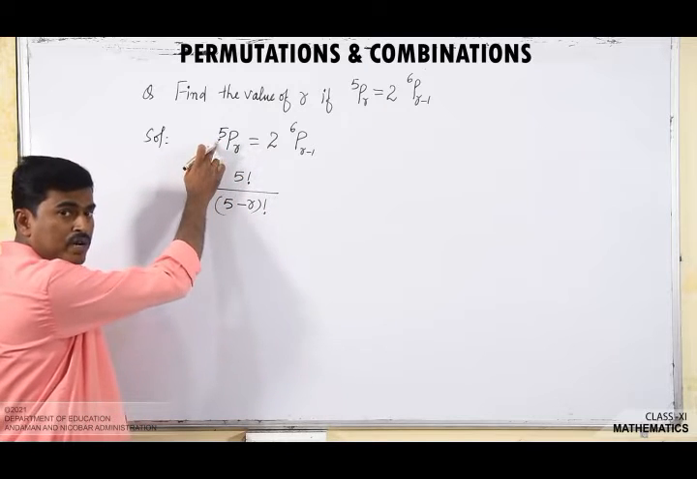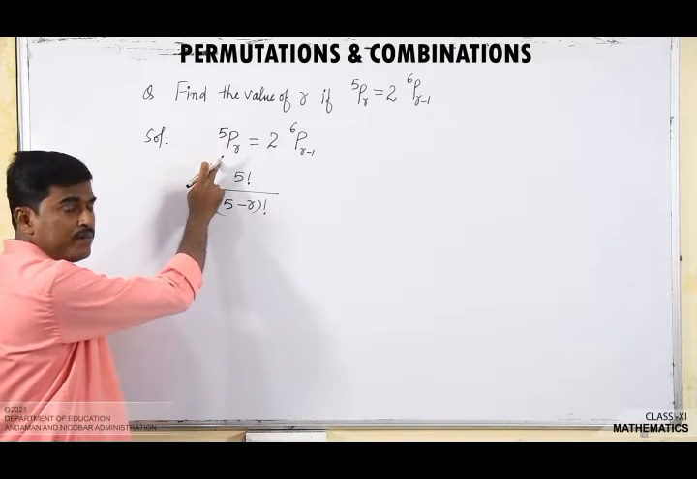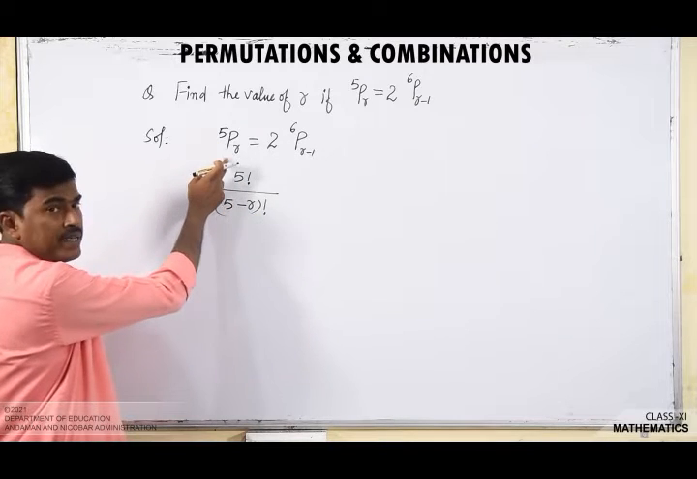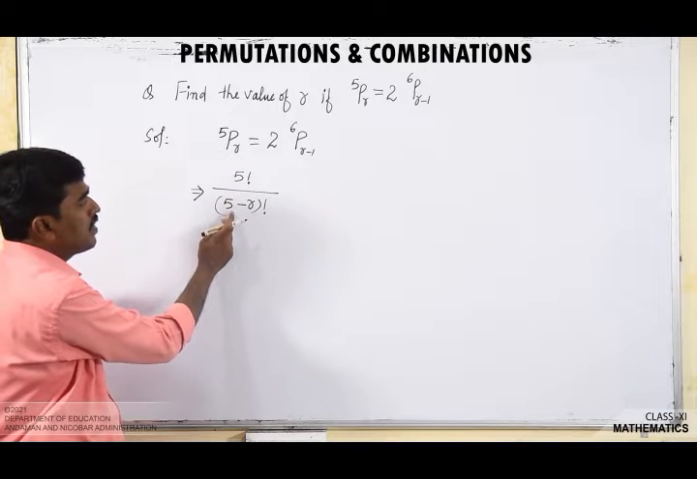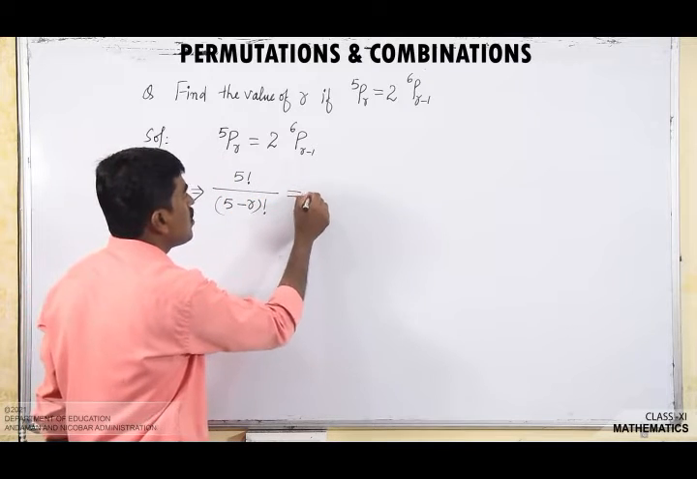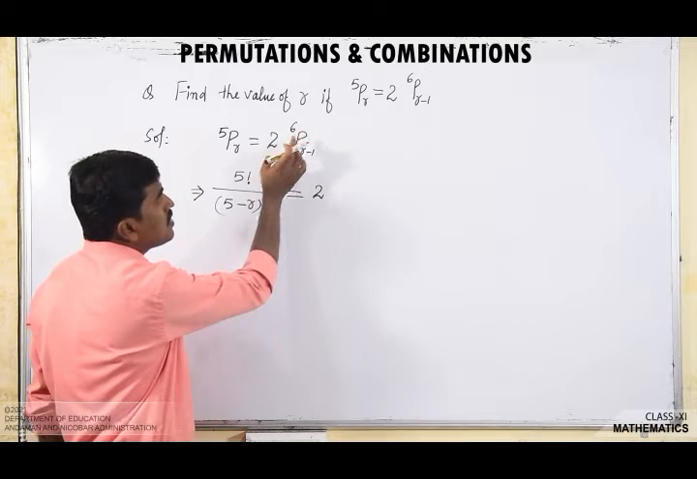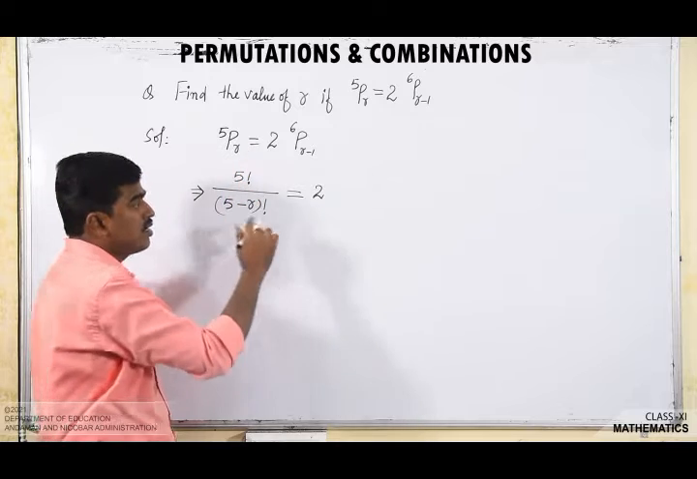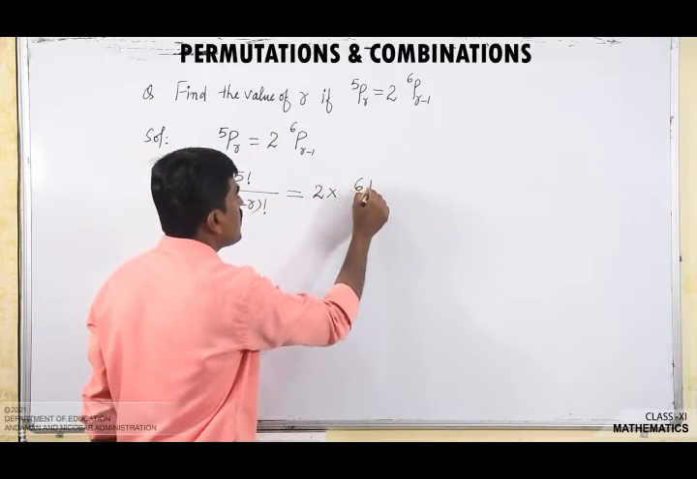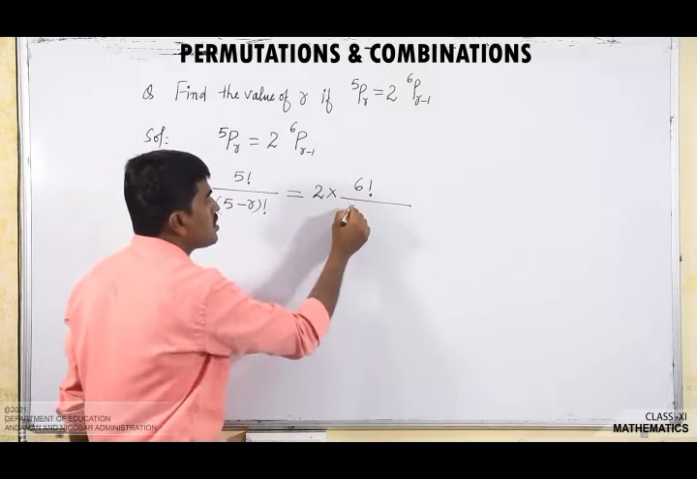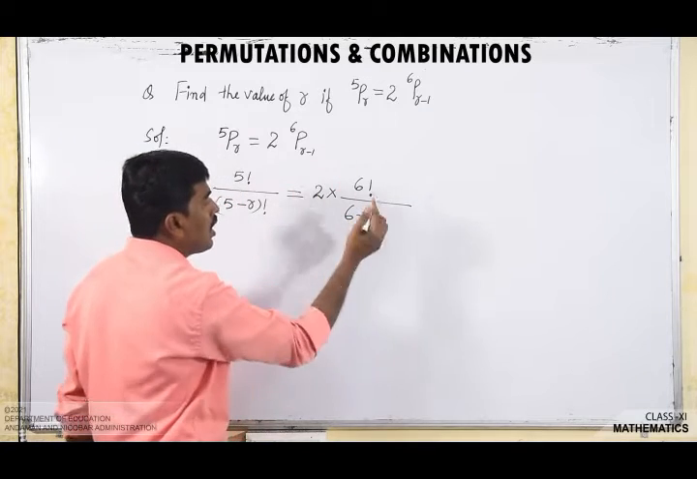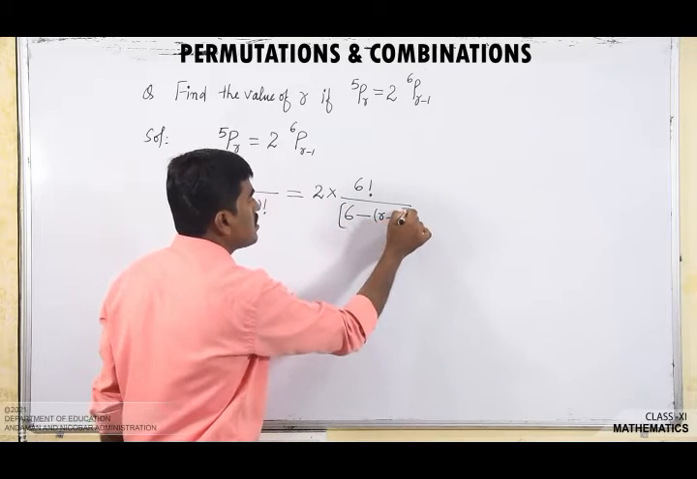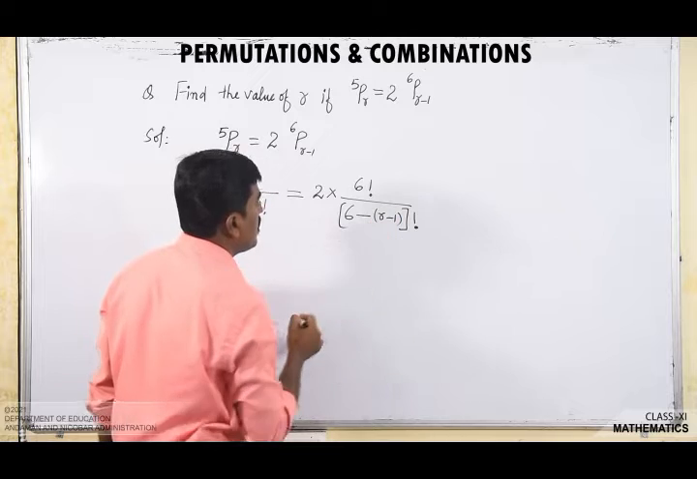It is in the form of nPr, so we have to use the formula for nPr, that is n factorial divided by (n minus r) whole factorial. So here it is 5Pr, so we will get 5 factorial divided by (5 minus r) whole factorial, that is equal to 2 times, this is 6P(r minus 1), in place of r, r minus 1 is there. So 2 into 6 factorial divided by 6 minus (r minus 1), that is 7 minus r.